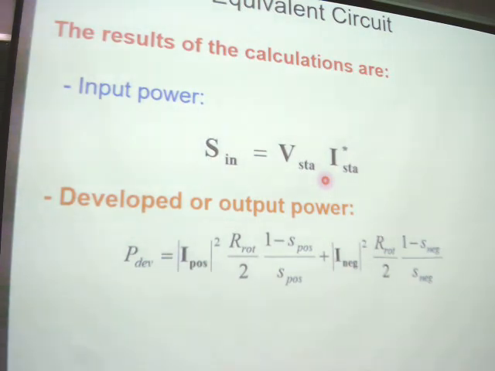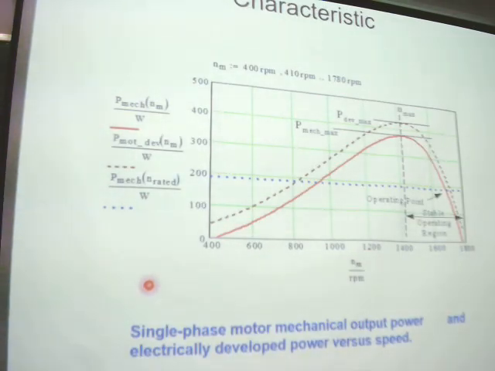Let's see some power flow. This is the input power, just the voltage multiplied by the current, and this is the developed power. And this is the characteristic curve. This is the speed. This is the torque. So we know that there's a maximum value.